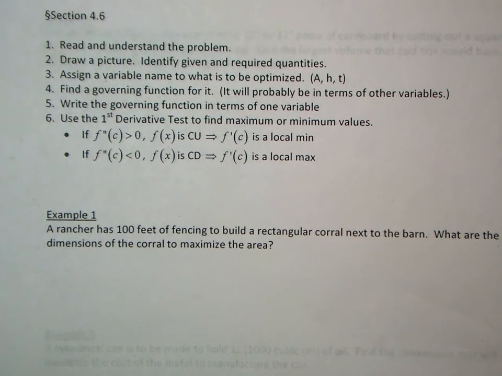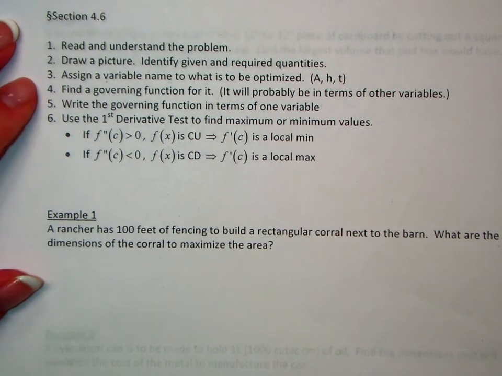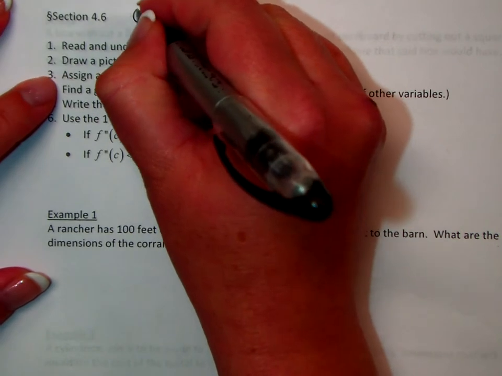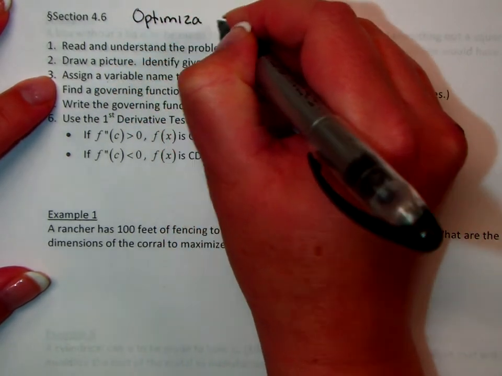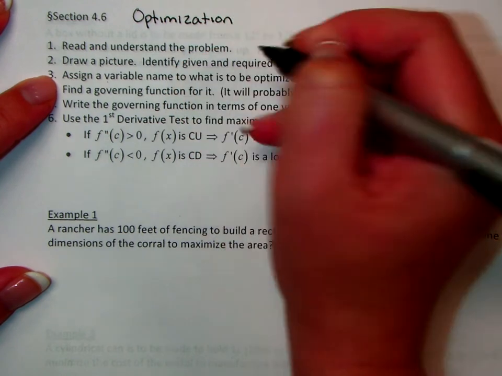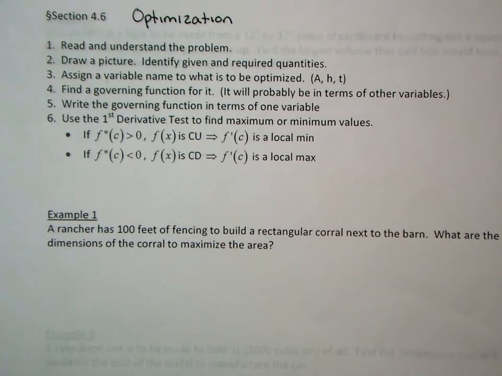All right, section 4.6. This is our optimization word problems. Okay, so we have some steps to perform. I will try and perform all of these every time. This handout has 5 examples, and so we will work through all 5.